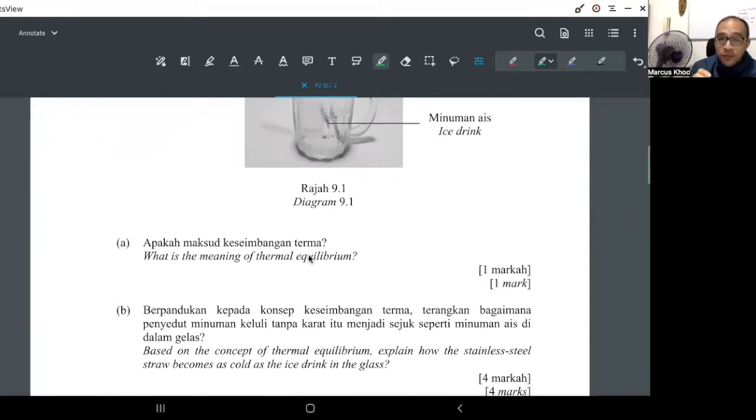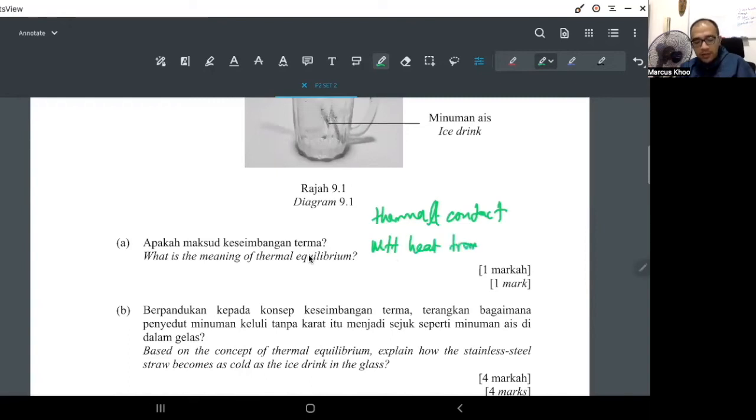Now I'm only going to give you the keywords. Thermal contact. Sorry, what is the word that we always use? The net heat flow. Net heat transfer is zero. I'm just going to give you these two keywords. However you push it, make sure those keywords are inside. Two objects in thermal contact, the heat transfer.